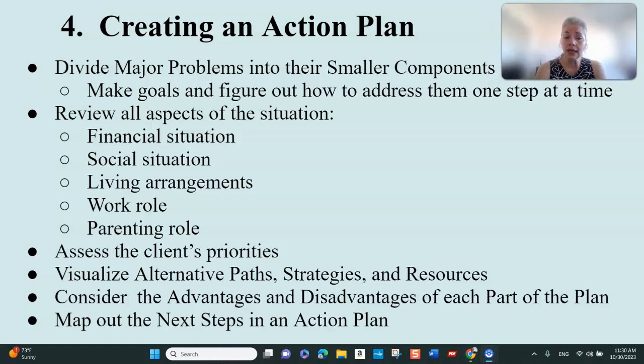The next step is creating that action plan. You have the long-term goal, but you might want to break it up into smaller goals. Look at how we can address this challenge one step at a time. Look at the finances, the social resources, dynamics, even conflicts and challenges they might be facing, their living situation. Is it supportive? What barriers might be there? What kind of work are they doing? What expectations or challenges might that impose?